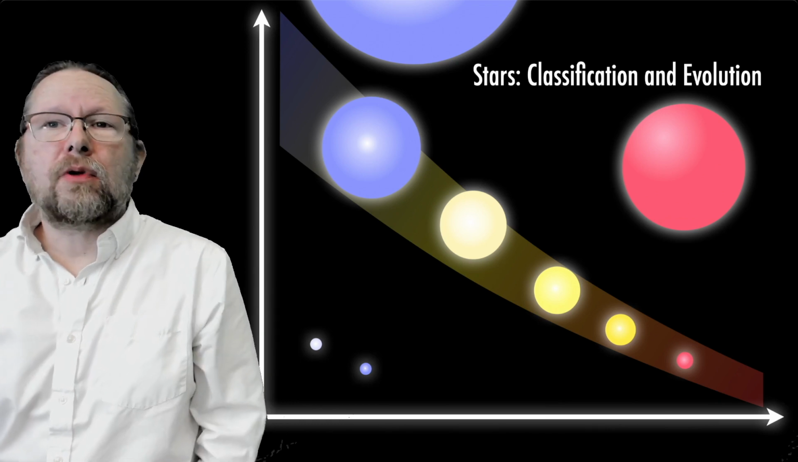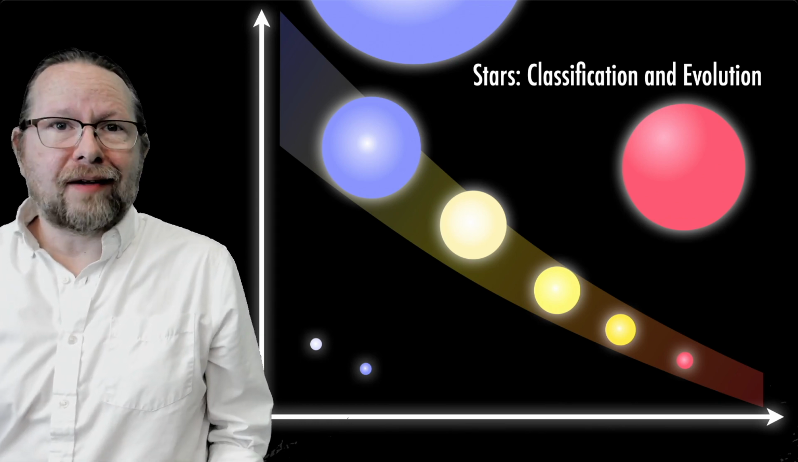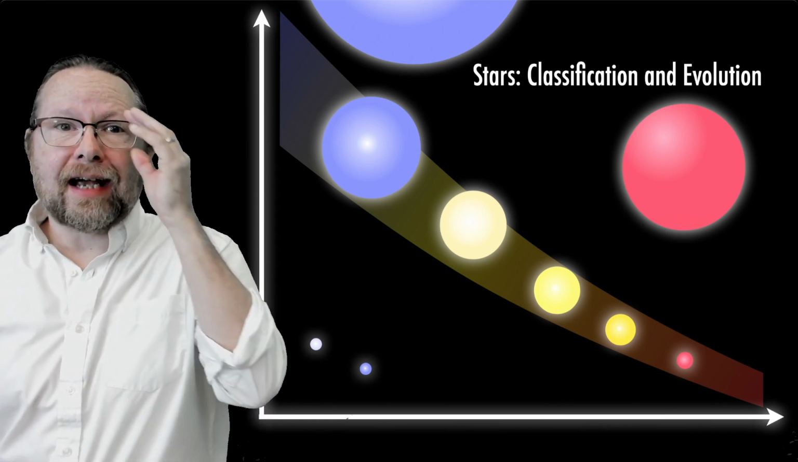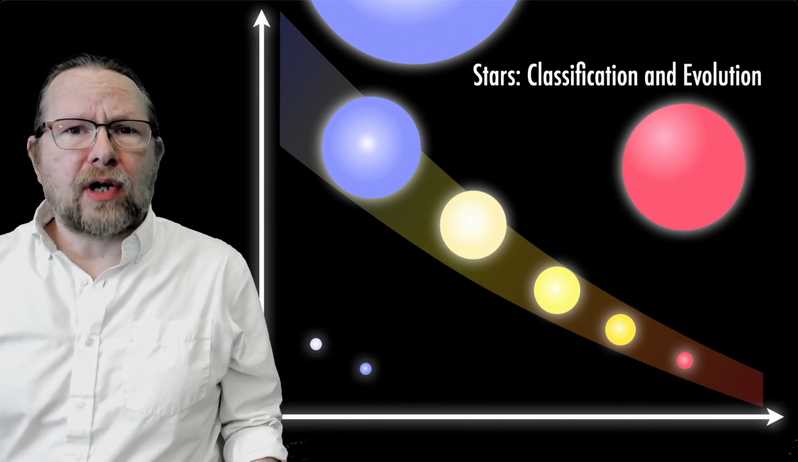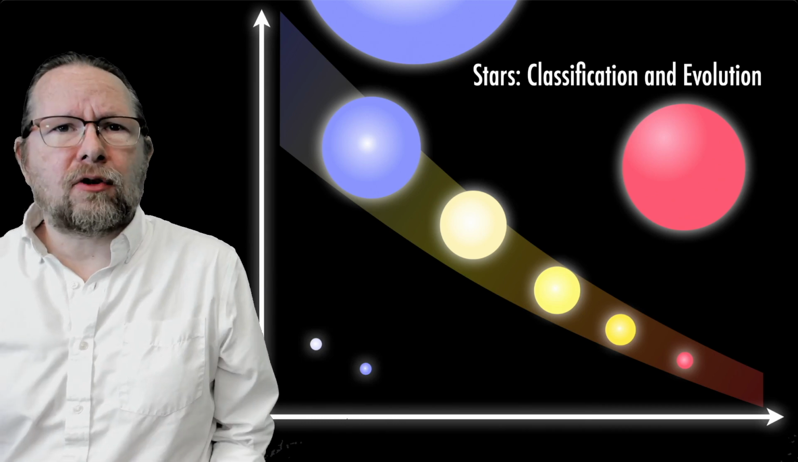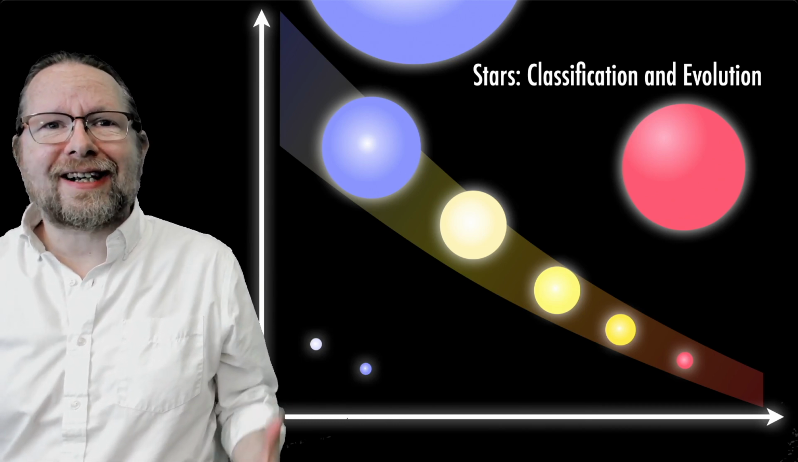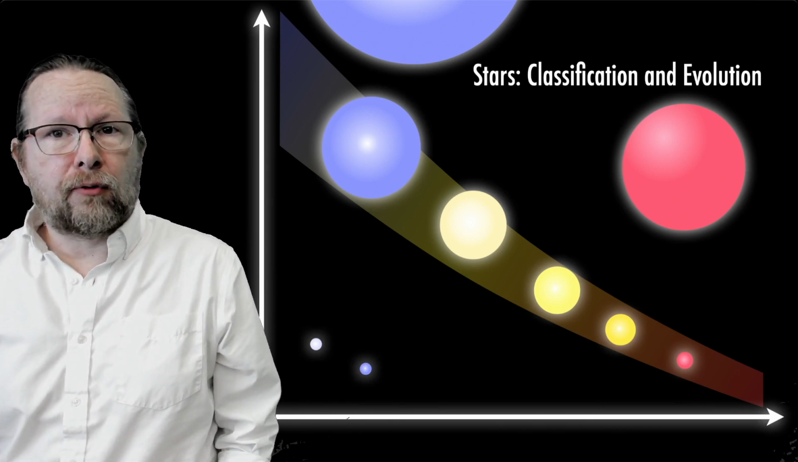In this video, I want to talk about the future evolution of stars like our sun, how a star like our sun changes over the course of its life. We looked at the Hertzsprung-Russell diagram. It's really just a classification scheme for different types of stars.